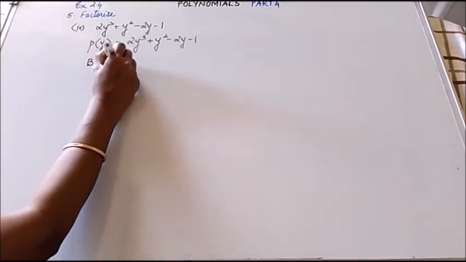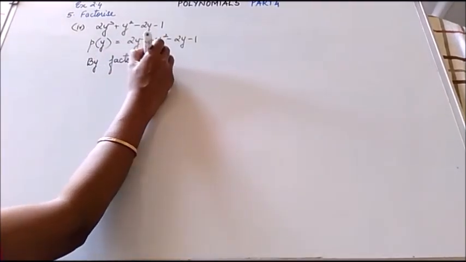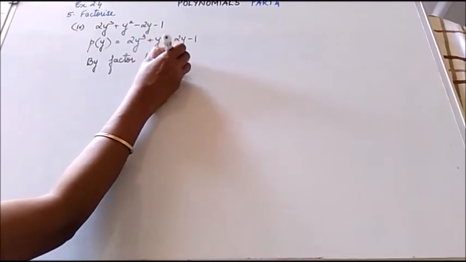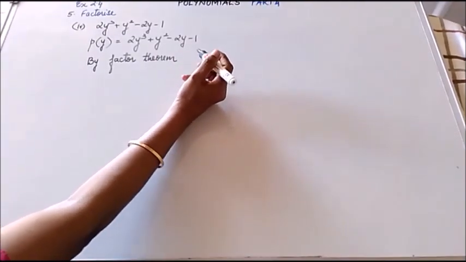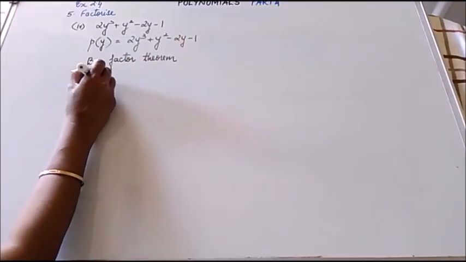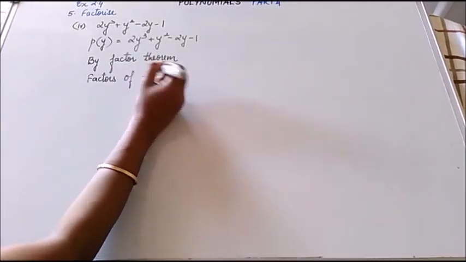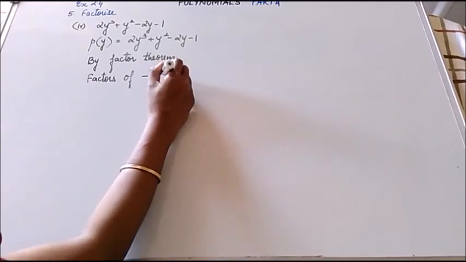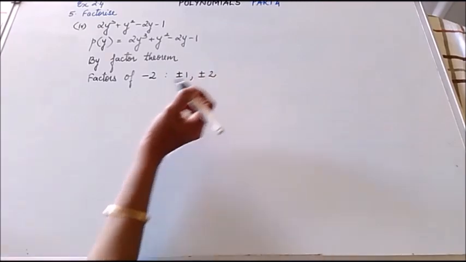By factor theorem, your coefficient of the first term is 2 and the last term is minus 1. 2 into minus 1 will give me minus 2. So factors of minus 2, let us take as plus or minus 1 and plus or minus 2.